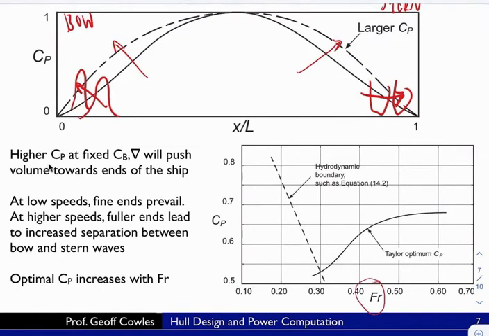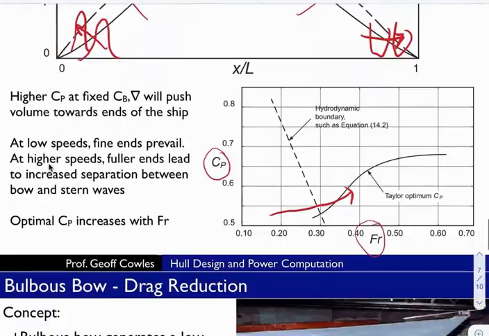This chart just shows what's called the Taylor optimum prismatic coefficient, and shows you how, as you increase your Froude number, it results in a desire for an increased prismatic coefficient. And these relate to certain hull forms.